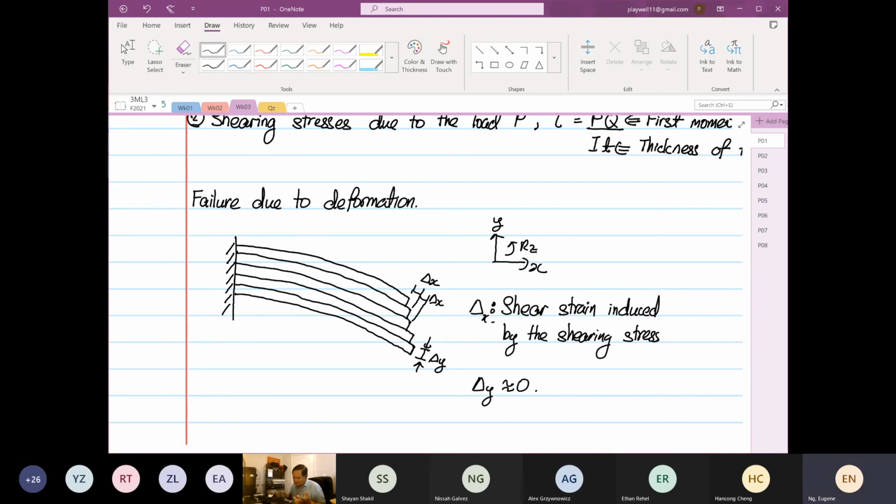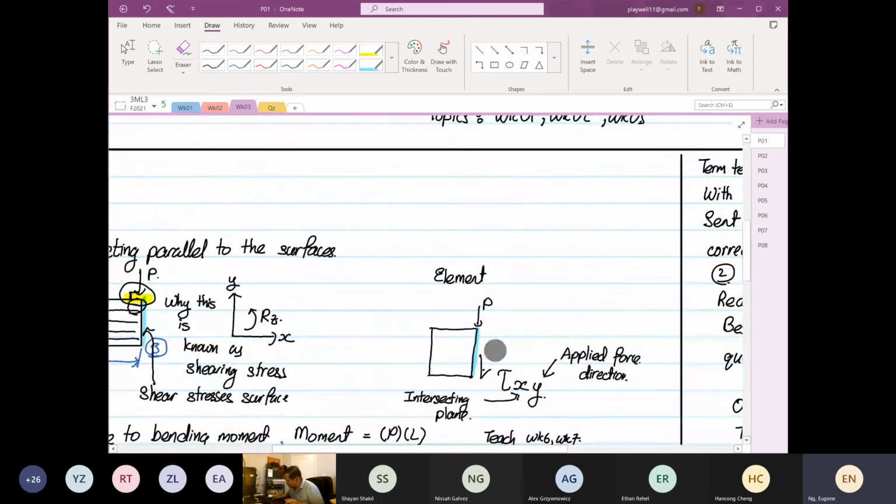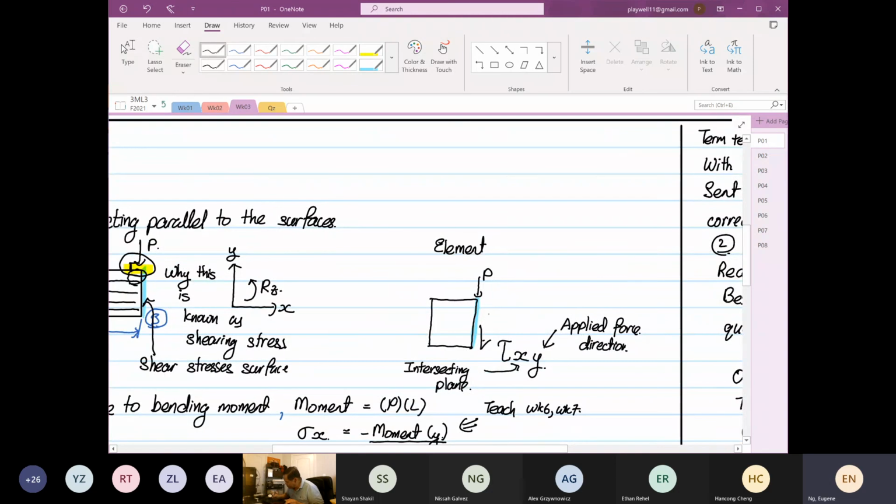So why is that? Why do we calculate the shearing stress on this surface? Why do we calculate the shearing stress on the blue surface, and we are able to relate it to the yellow surface? The yellow surface means the yellow surface. So why is that?